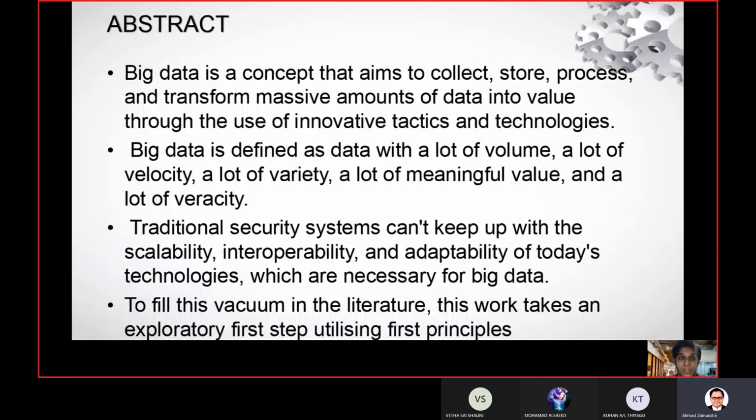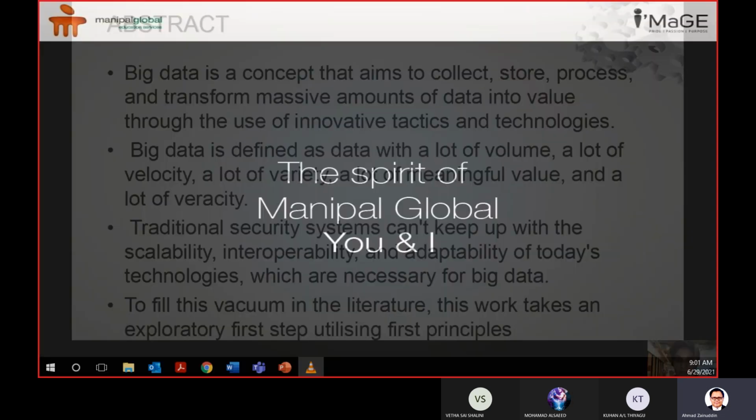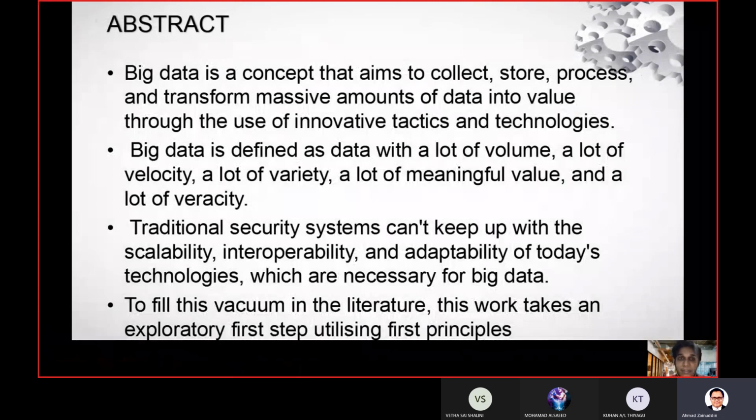I'm going to present my final project paper, which is entitled Big Data Lifecycle and Threats and Security Model. So the first thing is the abstract. Big data is a concept that aims to collect, store, process, and transfer massive amounts of data into value through the use of innovative tactics and technologies. Big data is defined as data with a lot of volume, a lot of velocity, a lot of variety, a lot of meaningful value, and a lot of veracity.